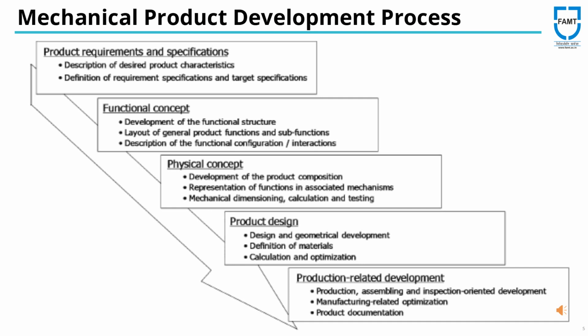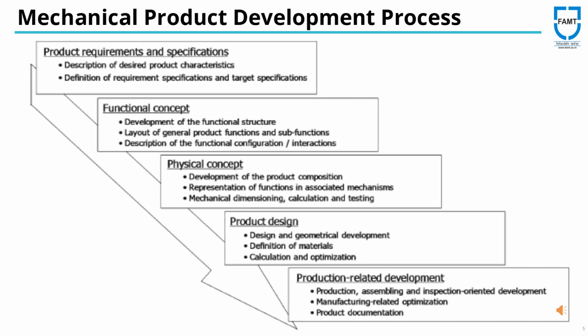Then comes the functional concept. Basically, product design people work on the concept. Functional concept consists of development of functional structure, how the product will look, what kind of functions will be there, what kind of sub functions will be there. That kind of layout will be prepared under functional concept, and all the description of the functional configuration or interactions is put under the functional concept. That is the second phase.